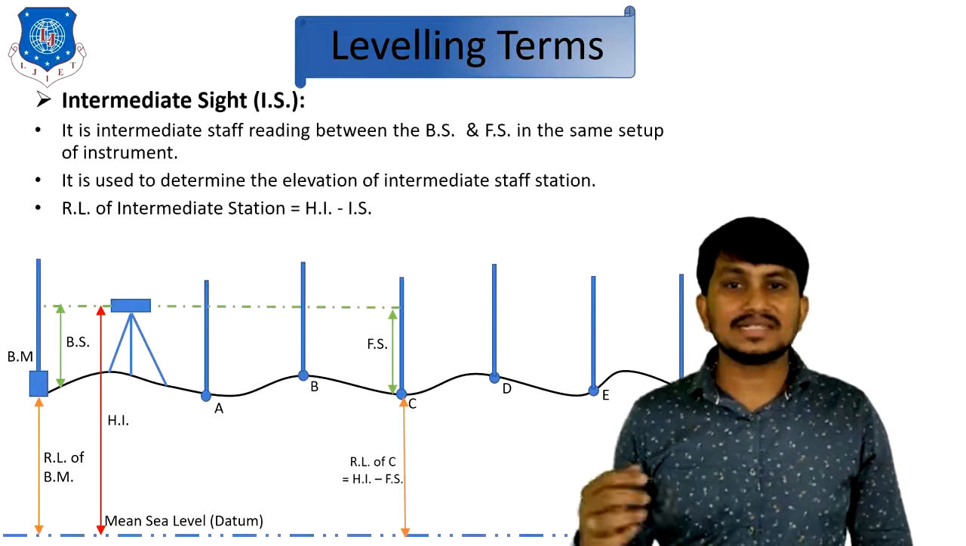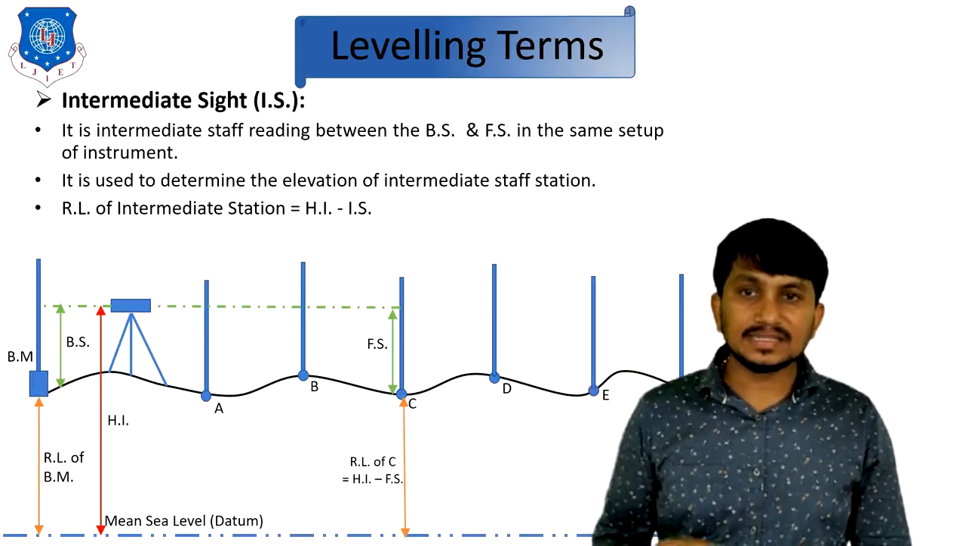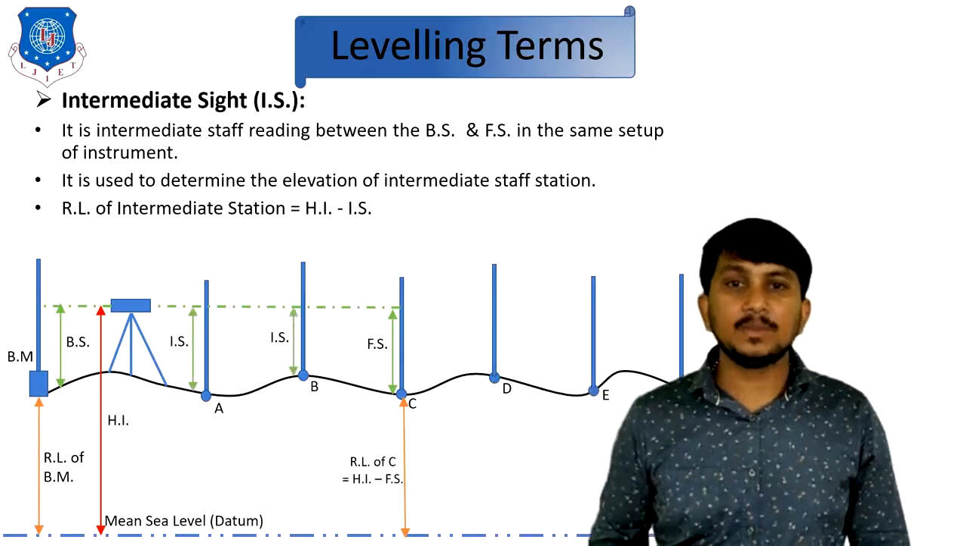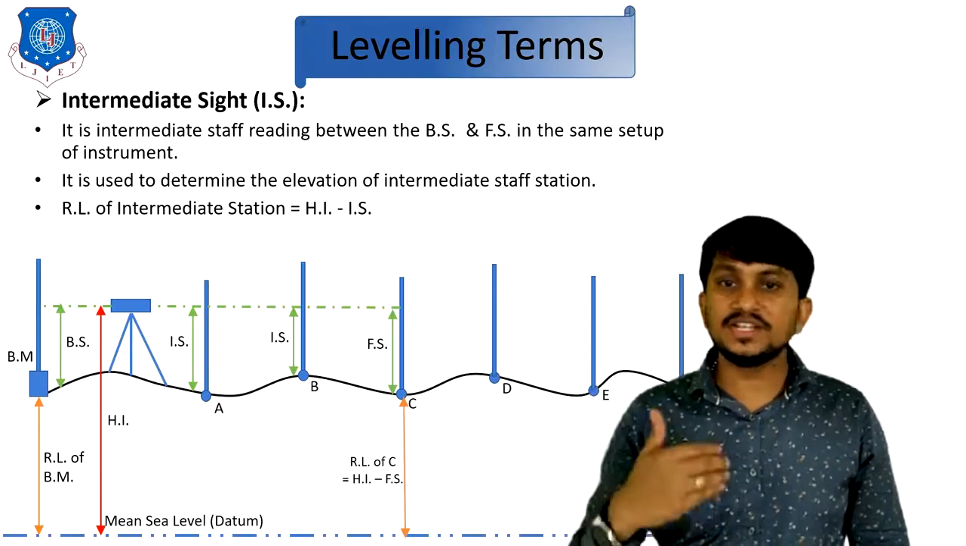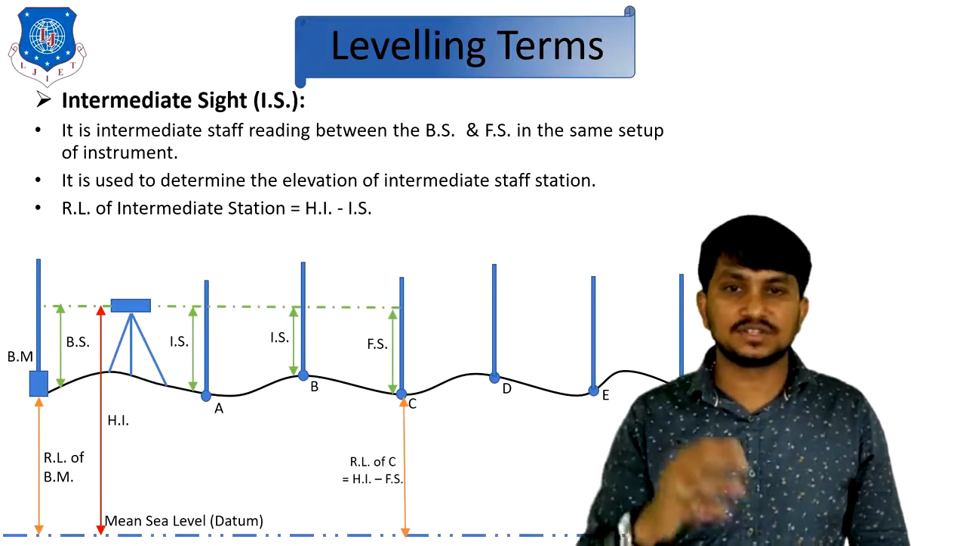Next is intermediate sight. It is an intermediate staff reading between BS and FS in the same setup of the instrument. It is used to determine the elevation of intermediate staff stations.